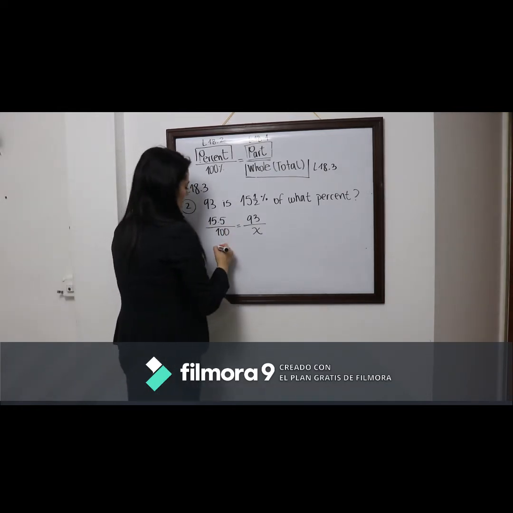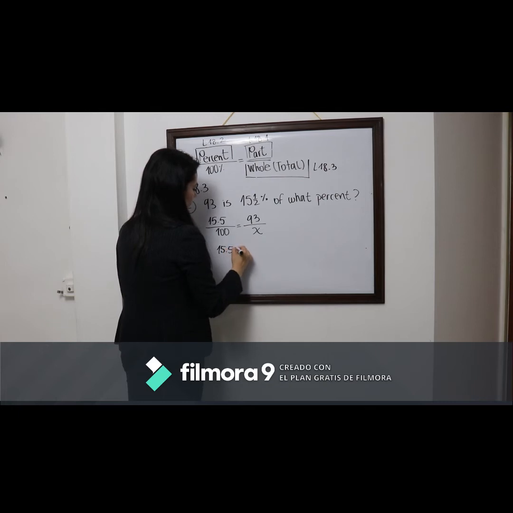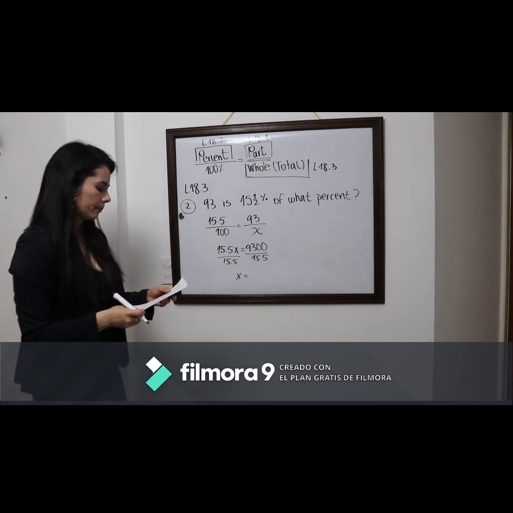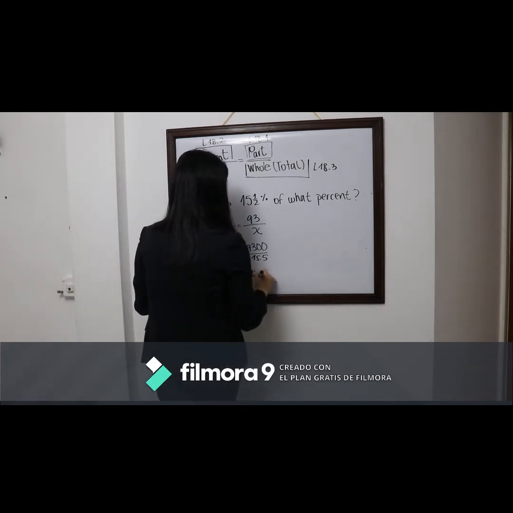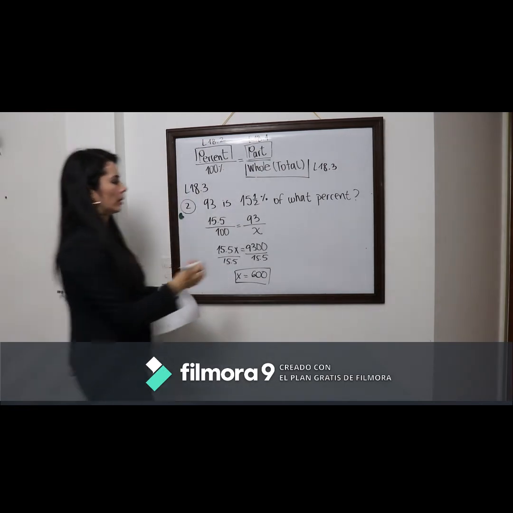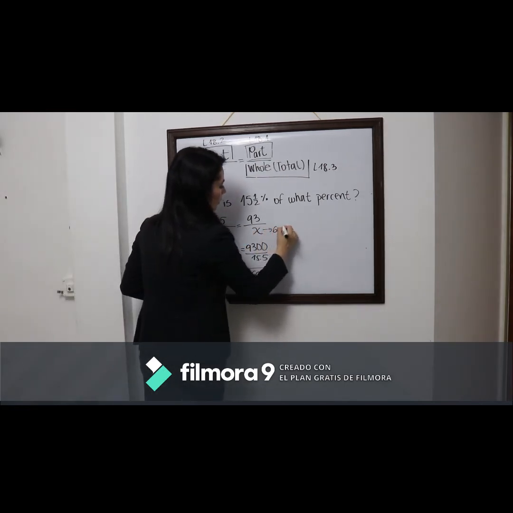And then I'm just gonna multiply, cross product, and then I divide, right? And I know x is actually going to be 600. That's why my division got into 600. So the total here is actually gonna be 600, okay?